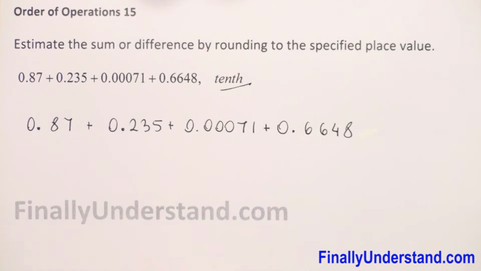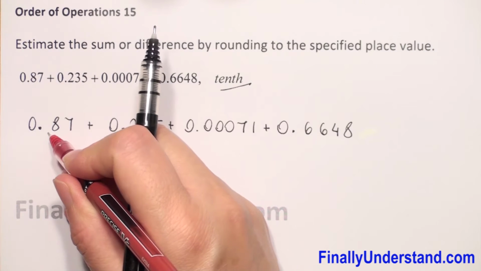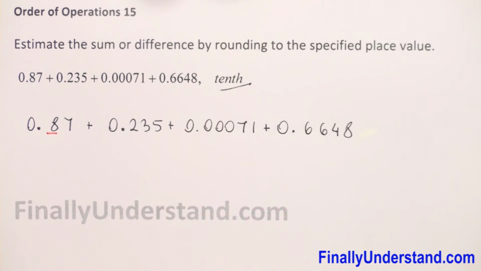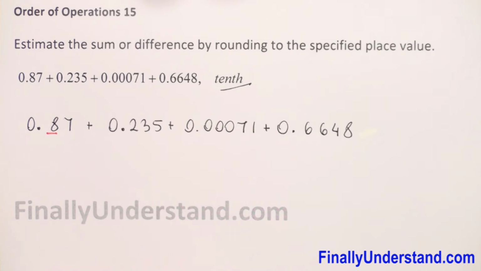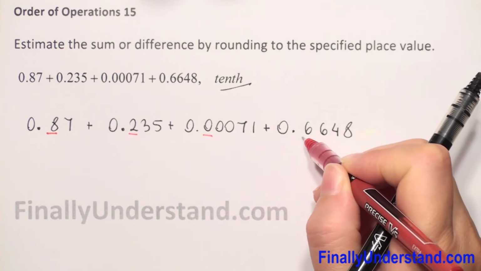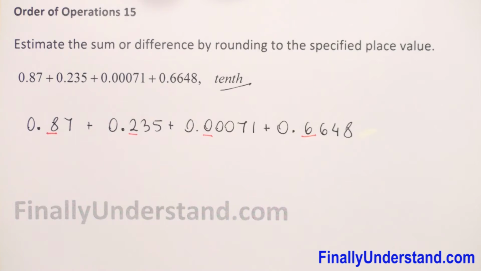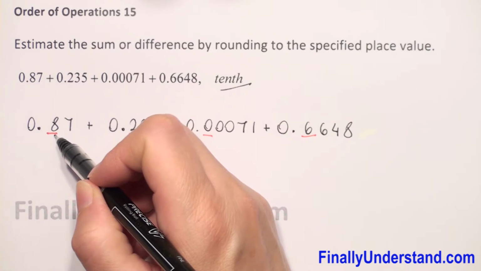The tenth is the first digit after the decimal point. So let's first underline the first digit after the decimal point. This is the tenth place. So we need to round every number to the tenth. First let me underline this tenth value. And now, what do we have to do?